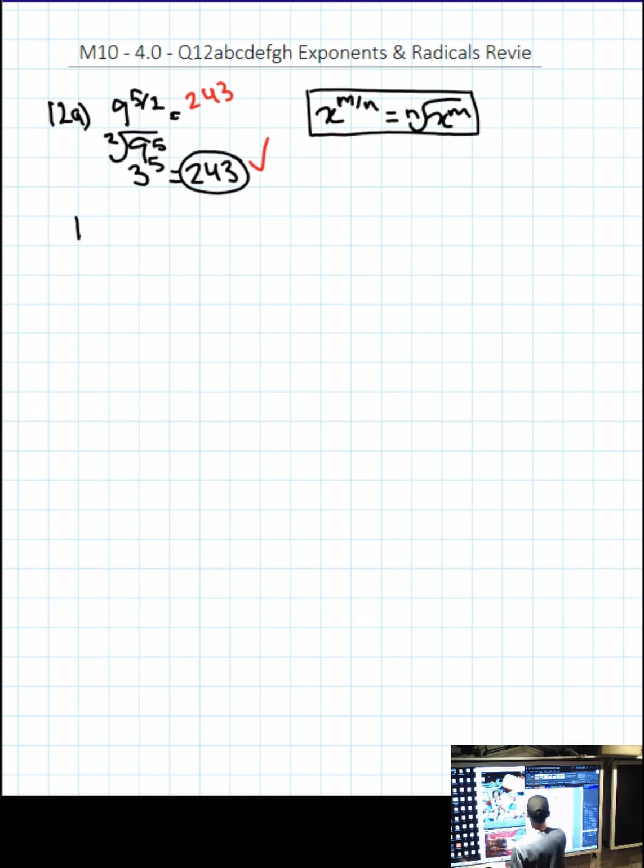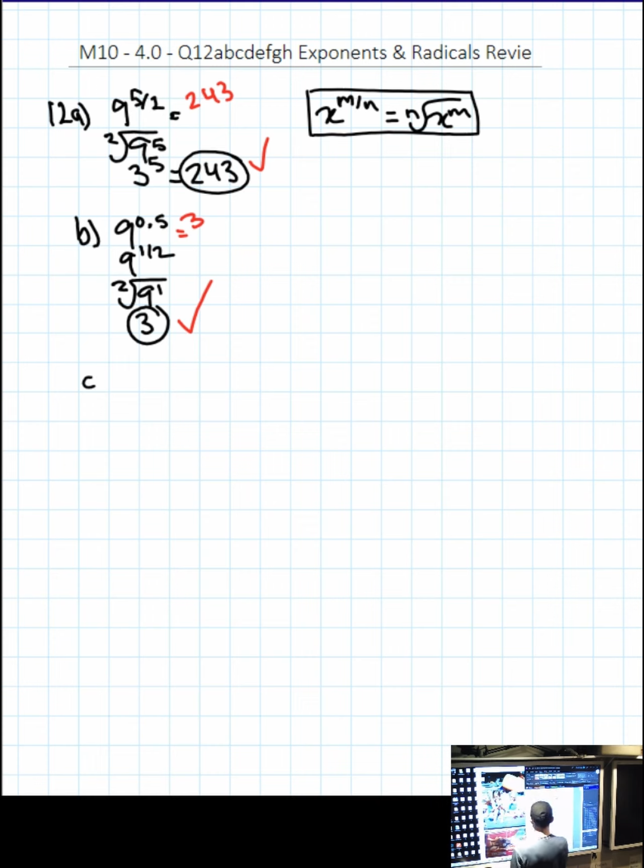Okay, B. B is an interesting little tricky looking question. So it says 9 to the 0.5. Well, we know that that's just a fraction, so that's just 9 to the 1/2. And that will become the square root of 9 to the 1, which is just the square root of 9, which is just 3. And we can check our answer on our calculator. 9 to the exponent 0.5 equals 3. Therefore, we know the answer is correct.